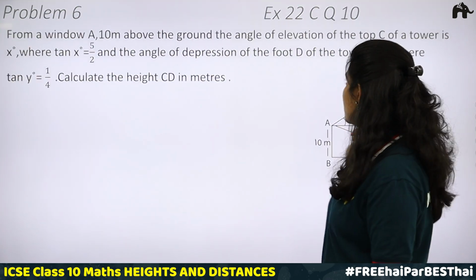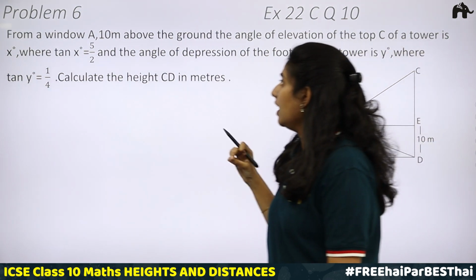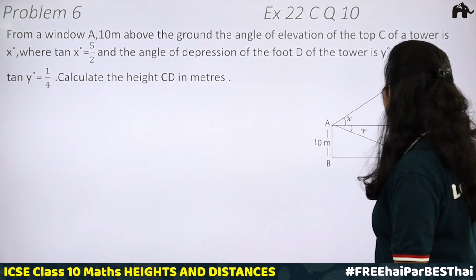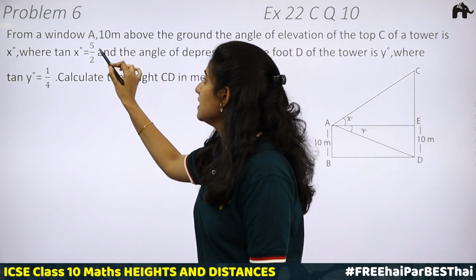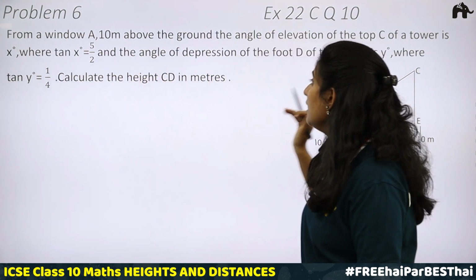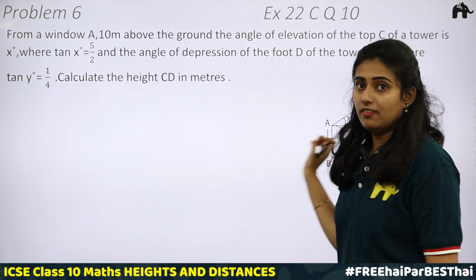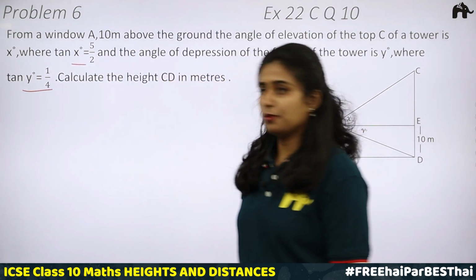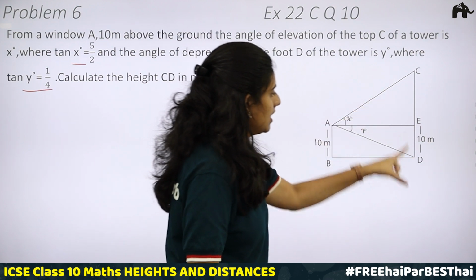Understood? Problem 6, question 10 of exercise 22C. From a window A, 10 meter above the ground, the angle of elevation of the top C of a tower is x degree, where tan x degree is equal to 5 by 2, and the angle of depression of the foot D of the tower is y degree, where tan y degree is equal to 1 divided by 4. Calculate the height CD in meters. We have to calculate CD in meters.